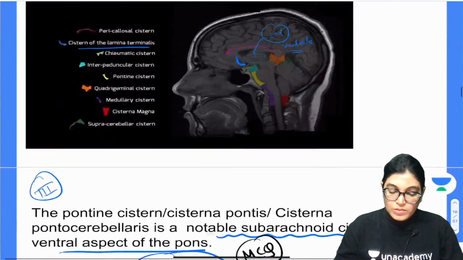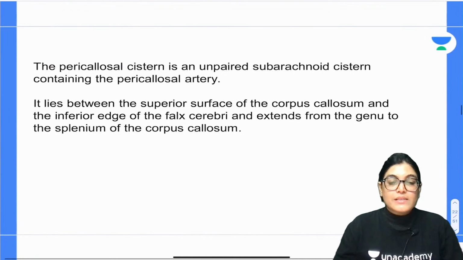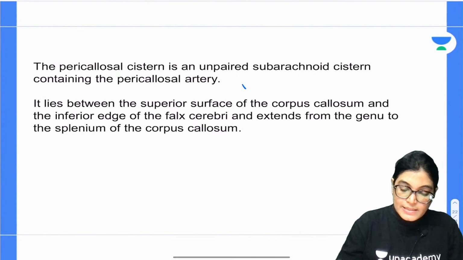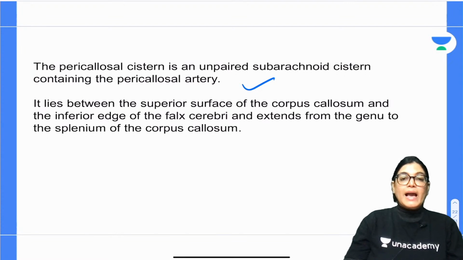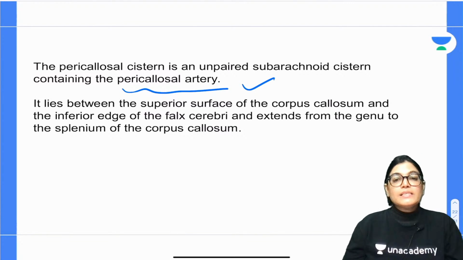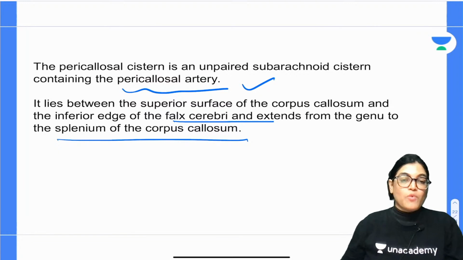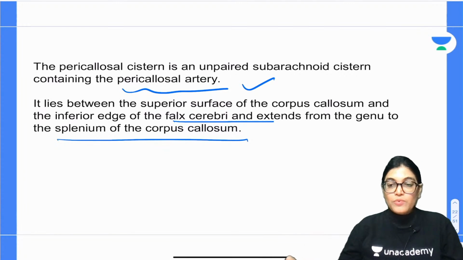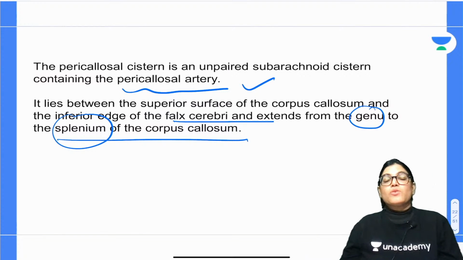Okay, let's move on to the next. Pericallosal cistern. Pericallosal cistern is an unpaired subarachnoid cistern, and it contains the pericallosal arteries. It lies between the superior aspect of the corpus callosum and the inferior edge of the falx cerebri, and extends between the genu and the splenium of the corpus callosum. The anterior end of the corpus callosum is called the genu, and the posterior end is called the splenium.